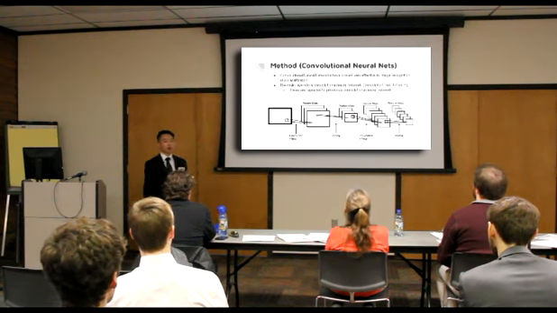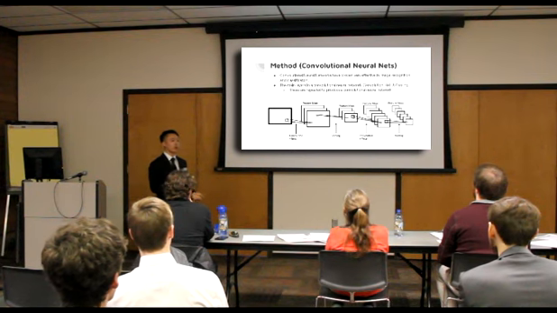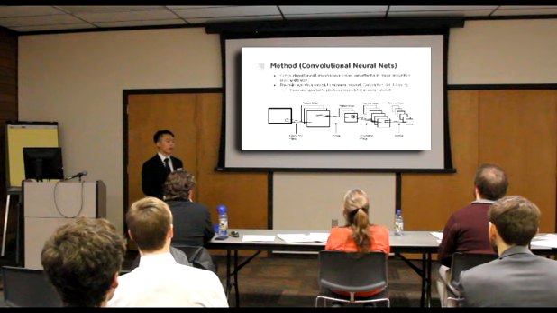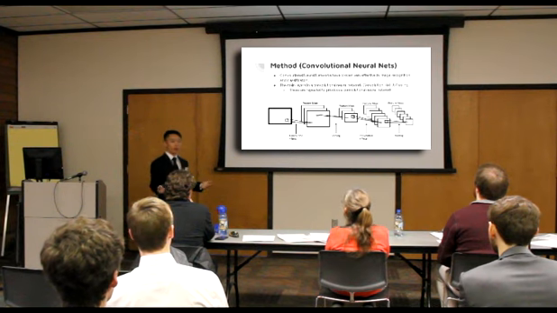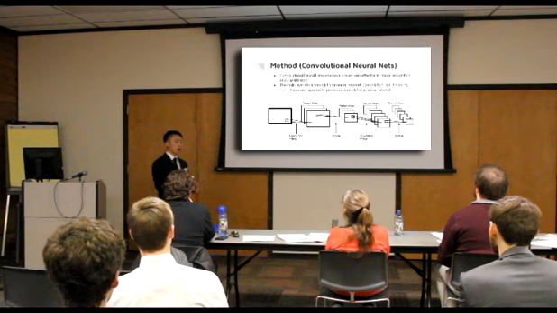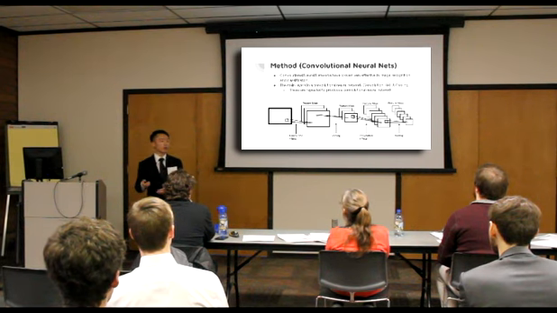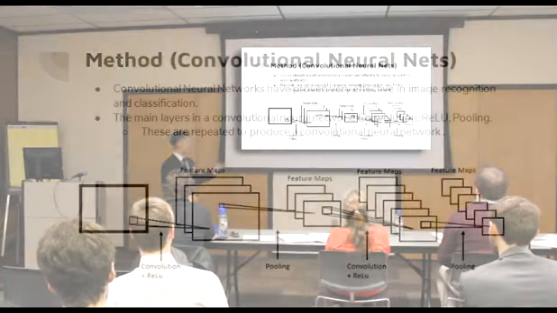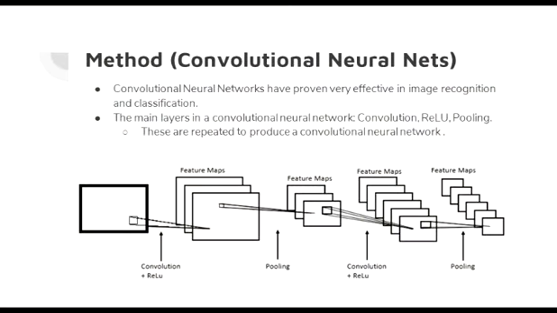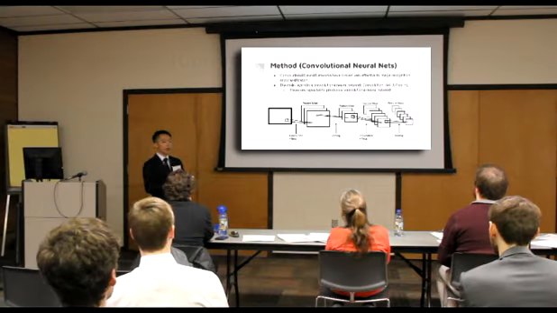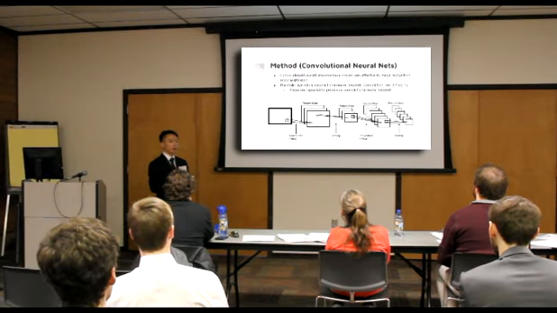My method was based on convolutional neural nets, which have been proven in the past to be a very effective form of deep learning that can classify images. For example, if you have an image of a car, it's able to tell you there's a car in this image. And if you have an image of a plane, it's able to tell you there's a plane in this image. The three main layers in a convolutional neural network are convolution, ReLU, and pooling. I won't go into too much detail due to time restraints, but basically these are repeated over and over. You have the original image, and it reduces it into a smaller feature map that represents that image, and it uses that smaller feature map to say what class that image is in.